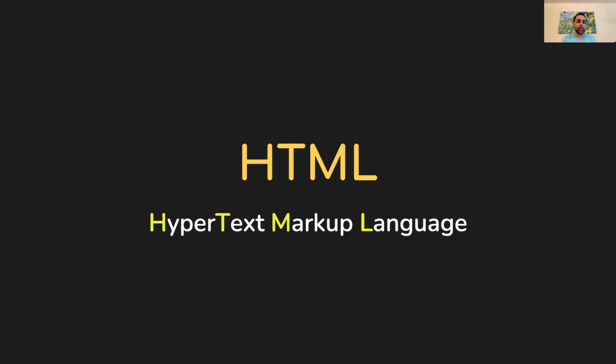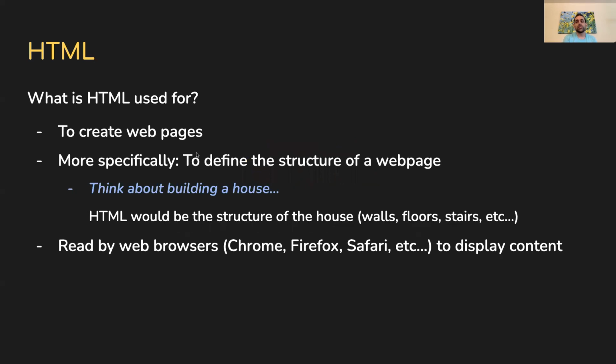You're not really creating logical flow. You're not making decisions. You're just creating a structure. So again, for that reason, it's not really a programming language, but it does tie in well to some of the concepts that we've gone over. So what is HTML used for? So simply, HTML is used to create web pages. More specifically, it gives structure to a web page.